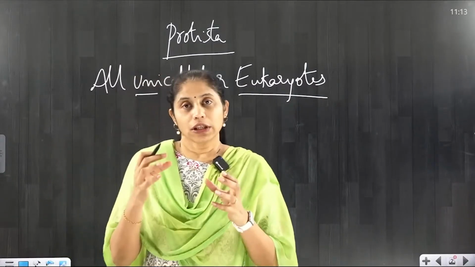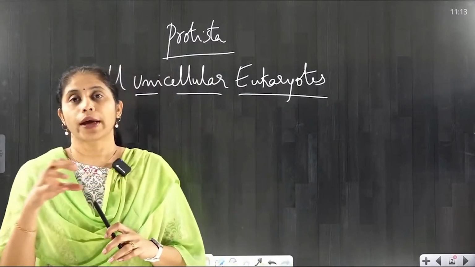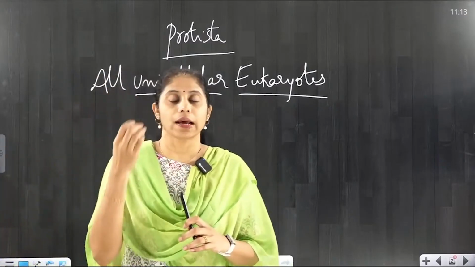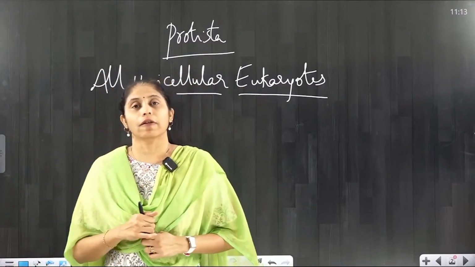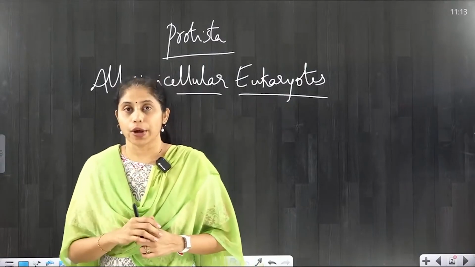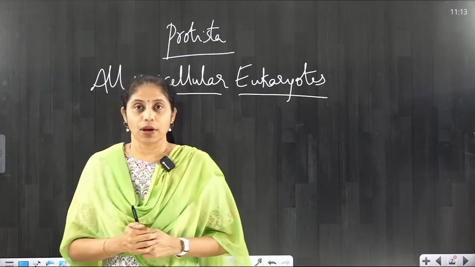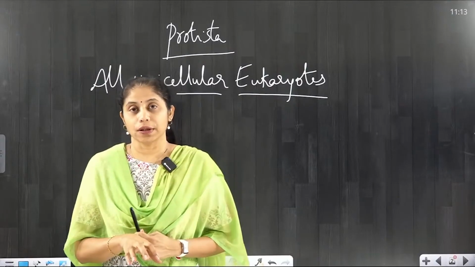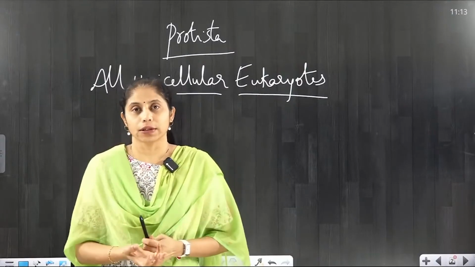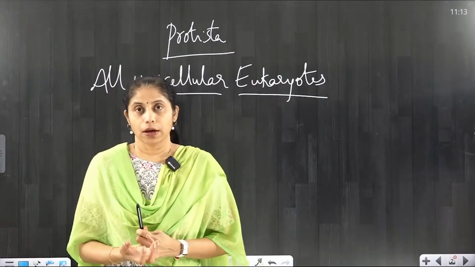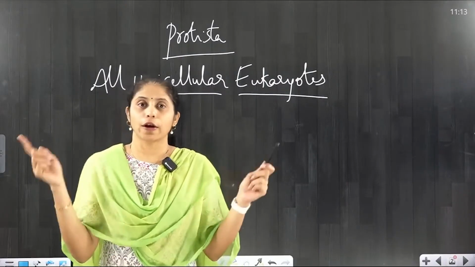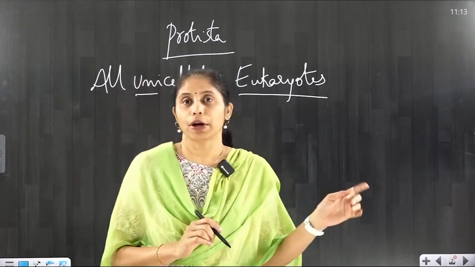Okay, so this Protista include all the eukaryotic features. Eukaryotic features like if they have cilia or flagella, they will have 9+2 arrangement, cytoplasmic streaming will be there, histone proteins are present, well-defined nucleus is there, nuclear membrane is there, nucleolus is present. All the eukaryotic features are present in these protistans.